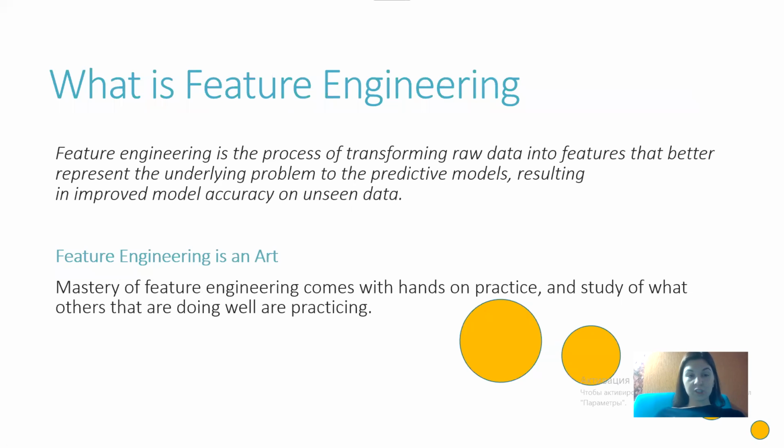So feature engineering is the process of transforming raw data into features that better represent the underlying problem to the predictive models, resulting in improved model accuracy on unseen data. So you see that you have some raw data. For example, a lot of information from patients in the hospital.